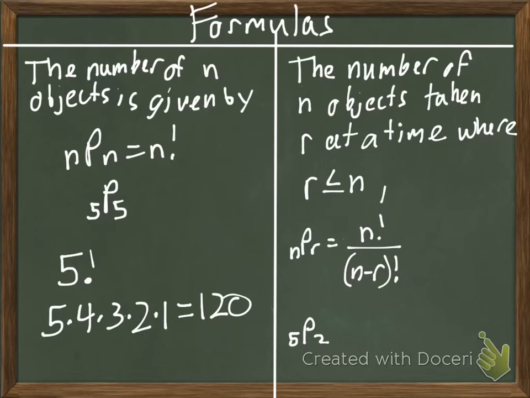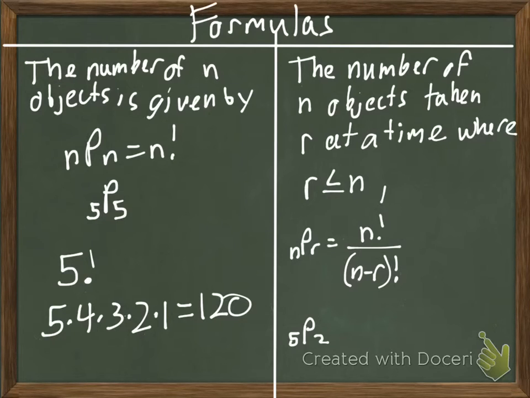So we have the number of n objects taken r at a time, where r is less than n. Now we're looking at something where we've got choices, we've got a bunch of objects, and we want to make a bit of a choice here. We want to place them in a certain way. So that's represented with our nPr, which equals n factorial divided by n minus r factorial. What we're doing is throwing out some of those choices when we subtract that time.